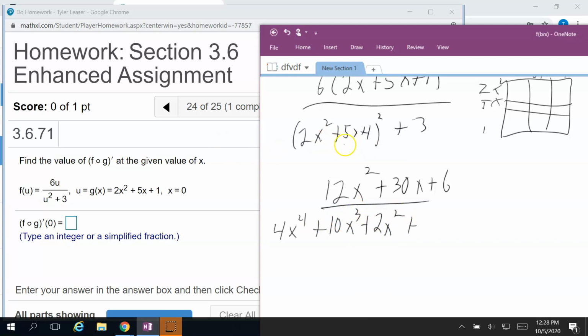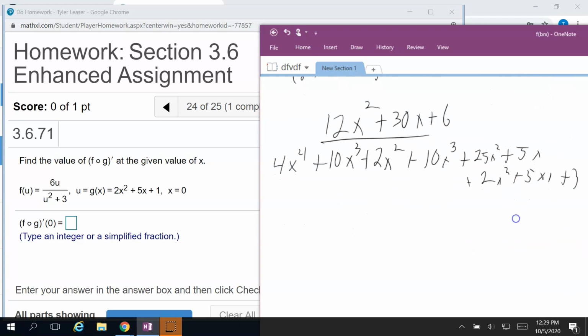And now 5x times all this stuff. 5x times 2x squared is 10x cubed. 5x times 5x is 25x squared. 5x times 1 is 5x, and then the 1 times all that stuff. So just 2x squared plus the 5x plus the 1, and then don't forget the plus 3. Just copying the numerator down.